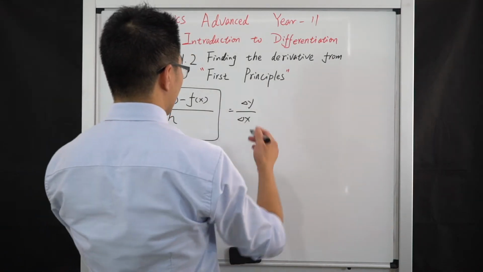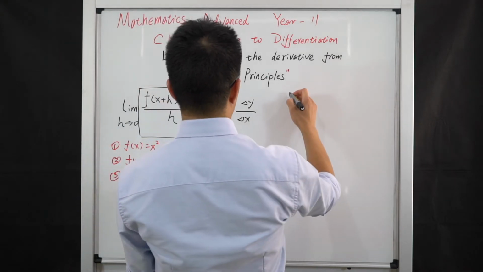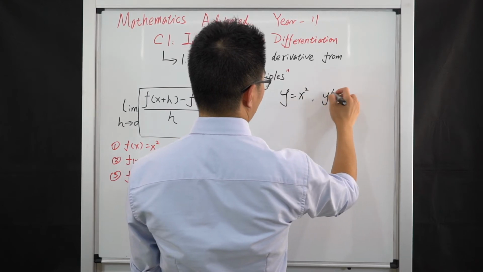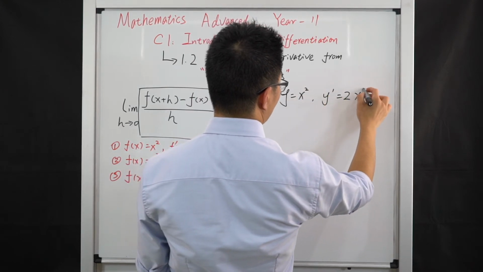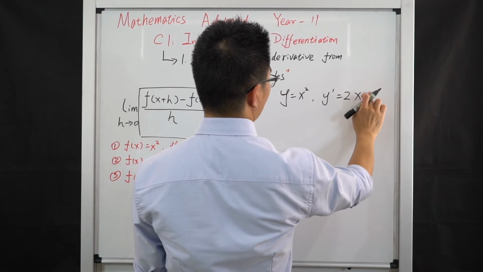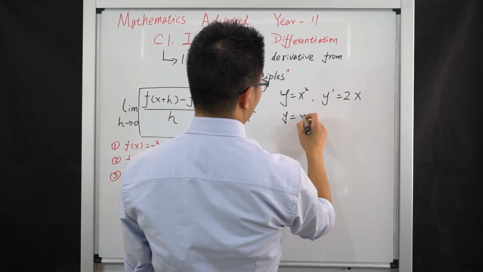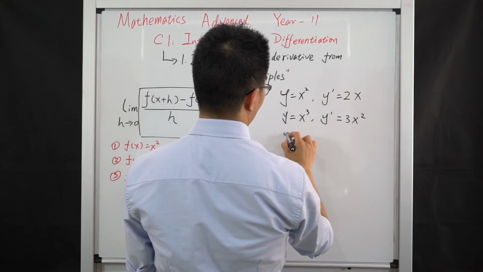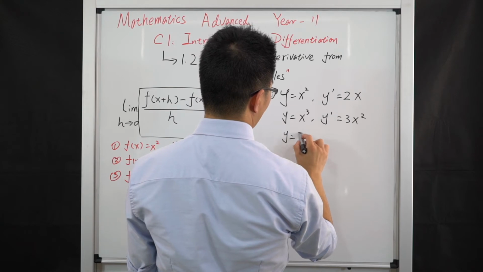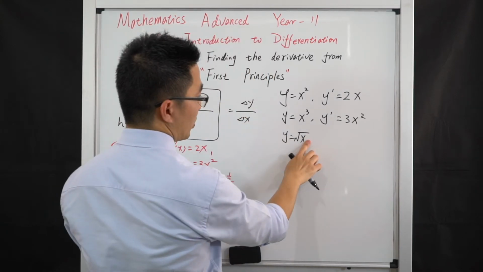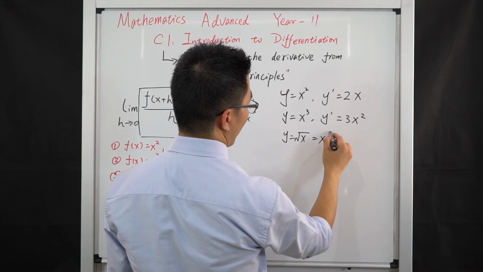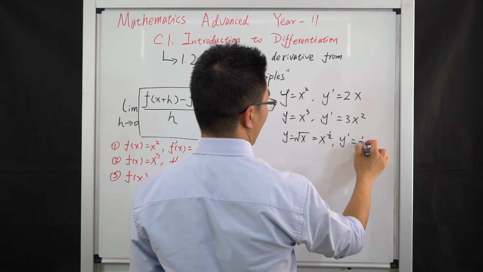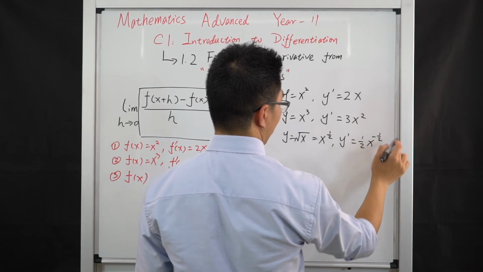If the function is y equals x squared, then y dash would be equal to 2 times x. If the function y equals x cubed, then y dash would become 3x squared. If the function y equals the square root of x, which is actually equal to x to the power of half, then y dash will become half x to the power of negative half.